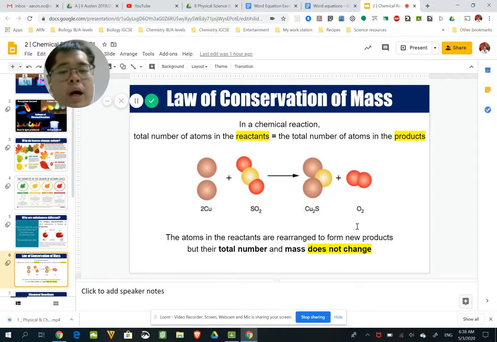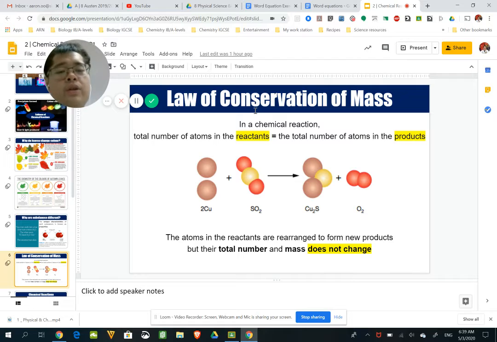You will need to also understand the law of conservation of mass, because in any reaction, whatever you have reacted before will be the same as what is produced after. So if we look at this example here, you have copper reacting with sulfur dioxide to produce copper sulfur and oxygen. Notice in terms of the number of atoms, they are all the same before and after. Okay, the only difference is the arrangement that they have.